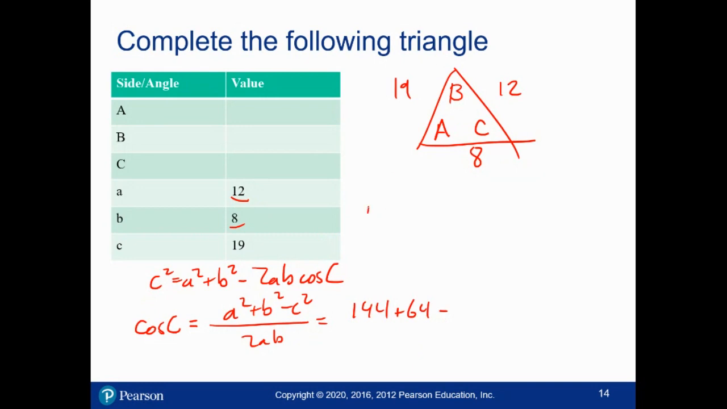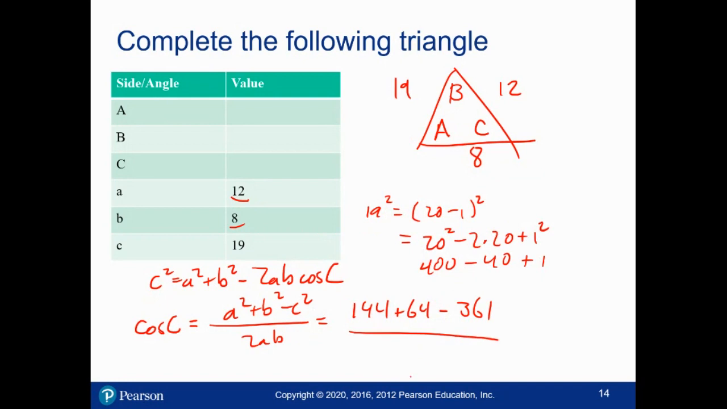So little mental trick, okay? 19 squared is 20 minus 1 squared. So if I expand that out, I get 20 squared minus 2 times 20 plus 1 squared. So that's a lot easier to do than trying to do 19 times 19. So it's 400 minus 40 plus 1, so that's 361, over 2 times A times B. A is 12, B is 8, that's 96. And how did you do 2 times 96 quickly? So 96 is 100 minus 4, so 2 times 96 is 200 minus 8, so that's 192.